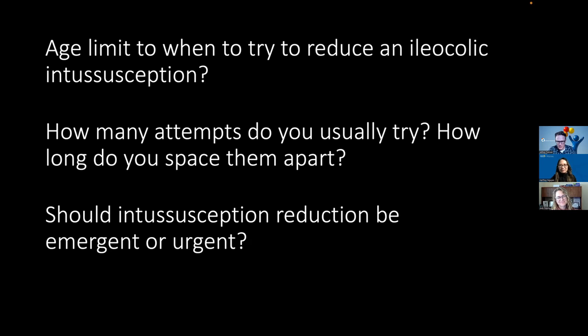First one is, do you guys sedate at all? We do not sedate. Our thoughts on that are that having the kid cry and Valsalva is actually helpful for the reduction. So we do not sedate.